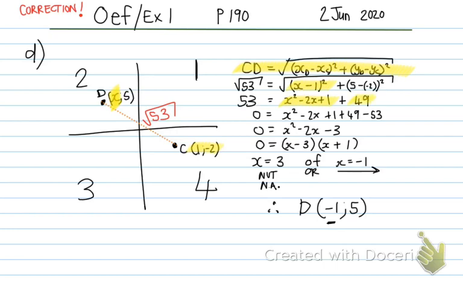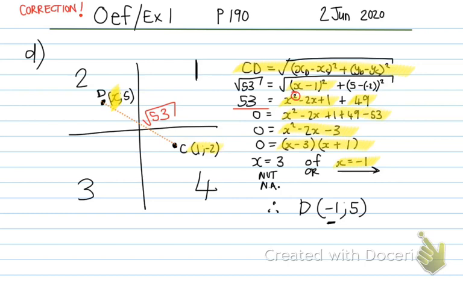Now because I have squared, I have a quadratic equation, so I take everything over to one side and get 0 on the other side. Now remember, I had square roots on both sides, so I'm going to throw them away. The 53 is also going to go over to the other side. So I have x squared minus 2x plus 1 plus 49 minus the 53 that came over to this side. That gives me x squared minus 2x minus 3. I factorize that and I get x is equal to 3 or x is equal to negative 1.